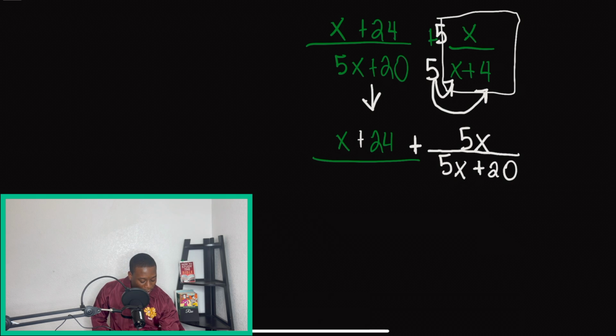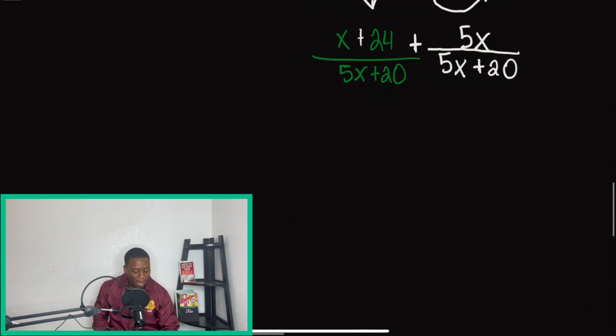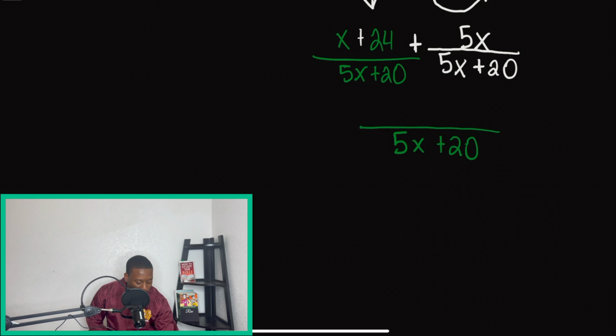All right. So now we're back at it, and at this step we're going to clean up the colors. We're going to go to one color. I'm going to switch to white. Now we're going to have one denominator, 5x plus 20. And at this step, I'm going to look and see what I can combine in the numerator. Once I add 5x and x, we're going to get 6x plus 24.